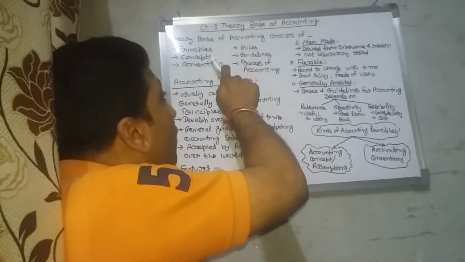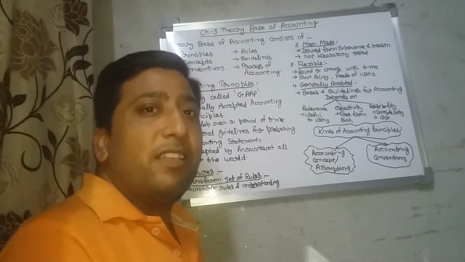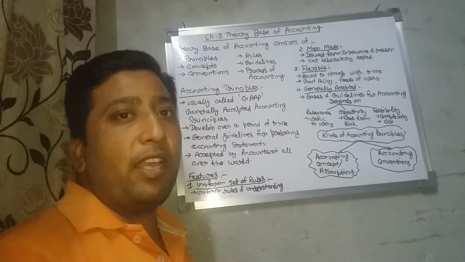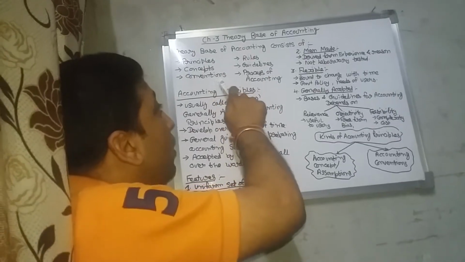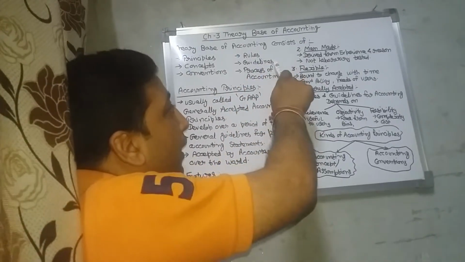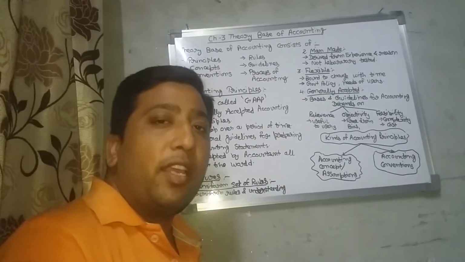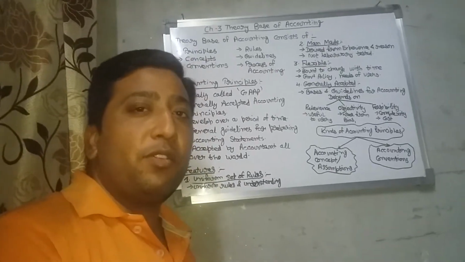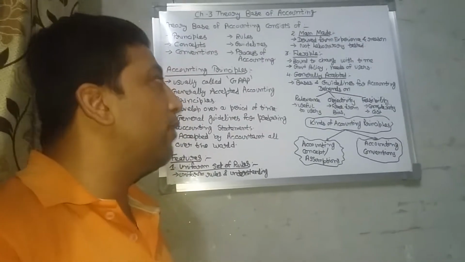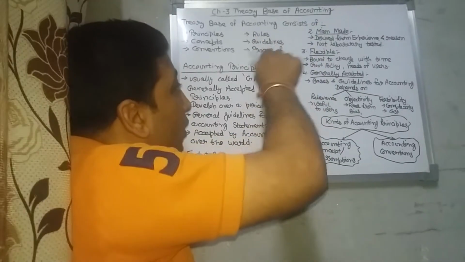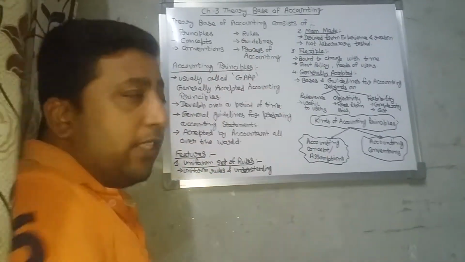Second one, concept, means there are certain assumptions which we have to follow while preparing accounting. Conventions, rules, guidelines, and the process of accounting: how we can prepare the accounting, which rules we have to follow, debit, credit as well. So on this basis, first, accounting principles.